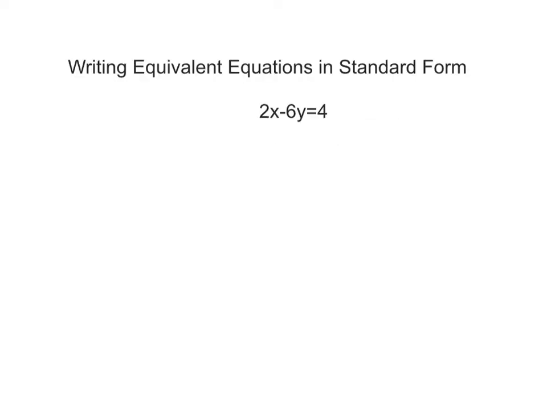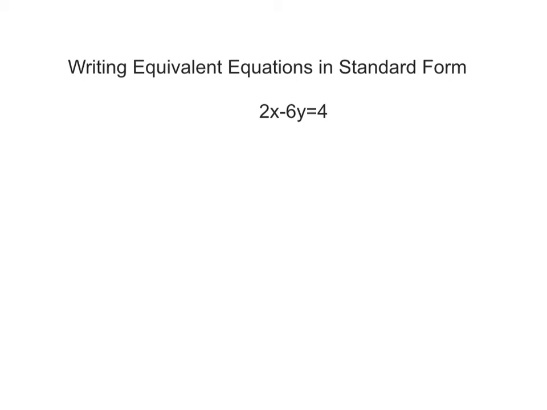First thing we're going to work on is writing equivalent equations in standard form. So when it says write an equivalent equation, all it would like for you to do is take the equation that it gave you and either multiply or divide every single term in that equation by a constant so that it ends up being an equivalent equation. So for example, this equation here is 2x minus 6y equal to 4.